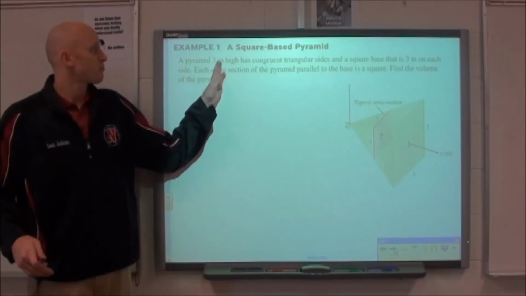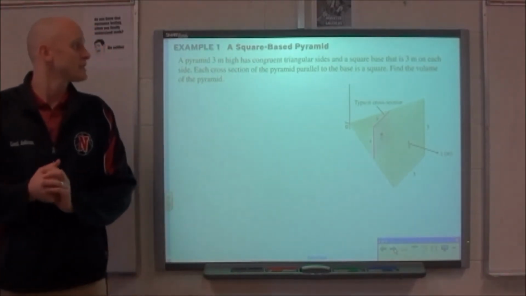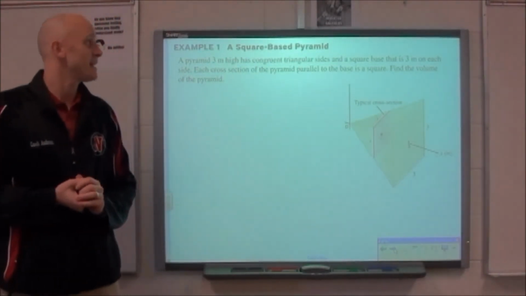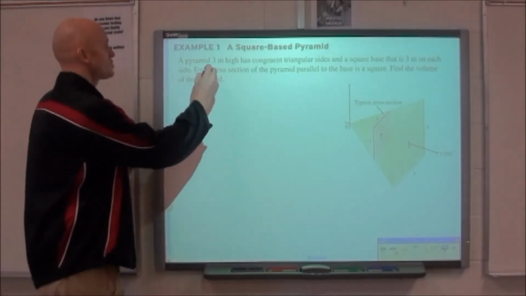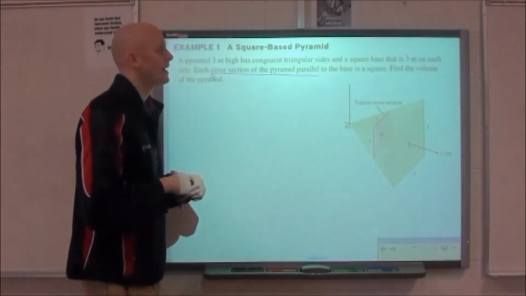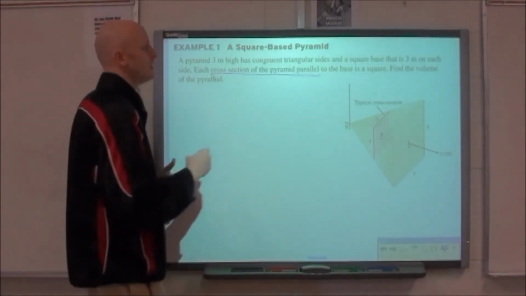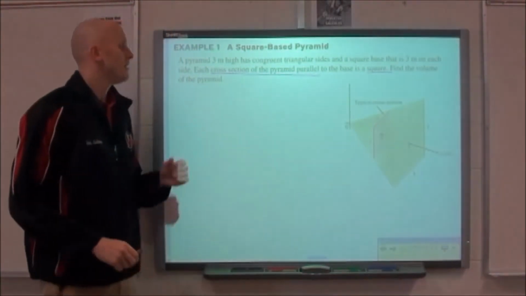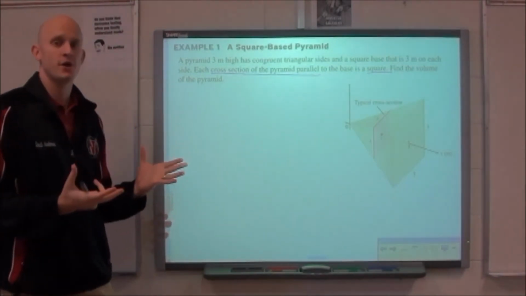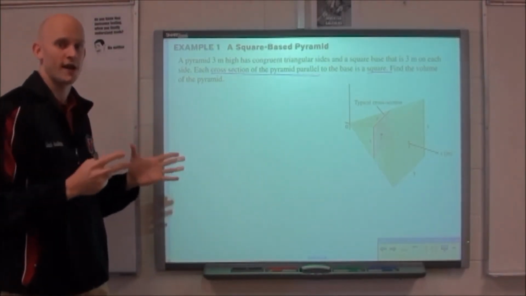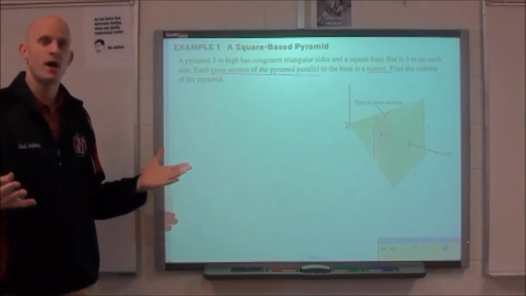Alright, a pyramid 3 meters high has congruent triangular sides and a square base that is 3 meters on each side. Each cross section of the pyramid parallel to the base is a square. Find the volume of the pyramid. Okay, so we've taken a look at this pyramid and we're going to set it on a coordinate axis so that we can apply the math.